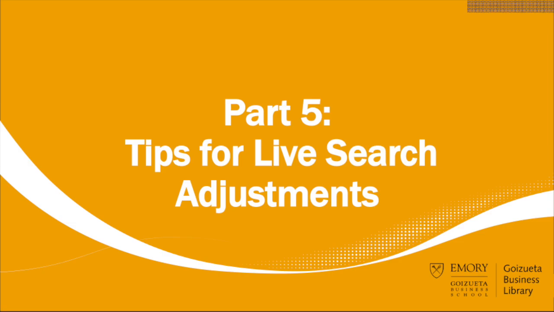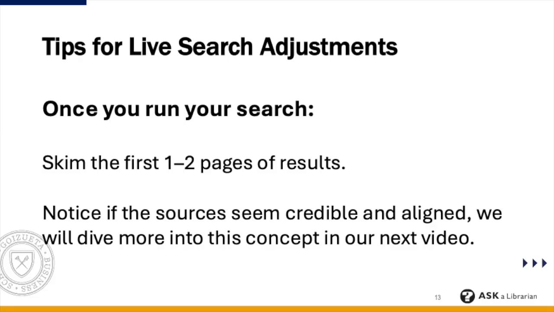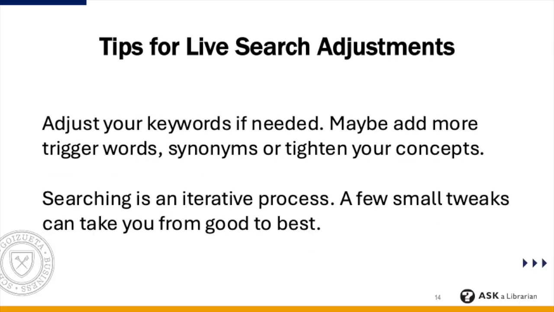Part 5, Tips for Live Search Adjustments. Once you run your search, skim the first 1 to 2 pages of results. Notice if the sources seem credible and aligned. We will dive more into that concept in our next video. Adjust your keywords if needed.